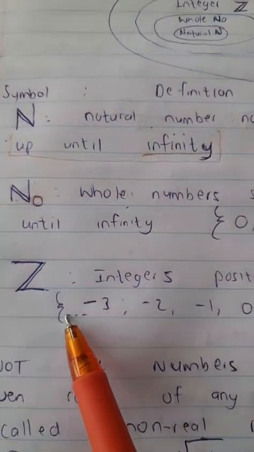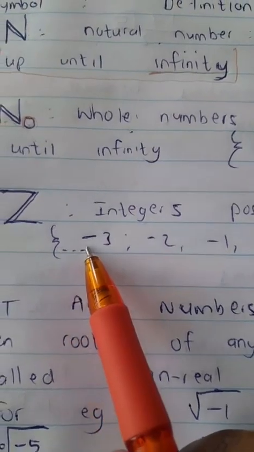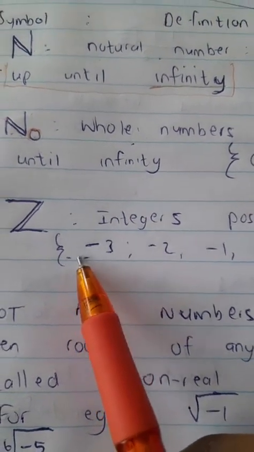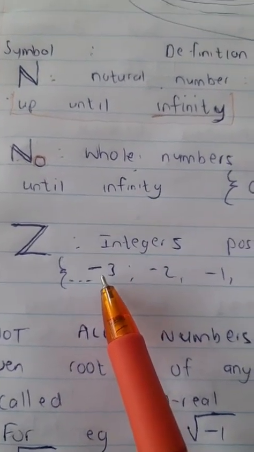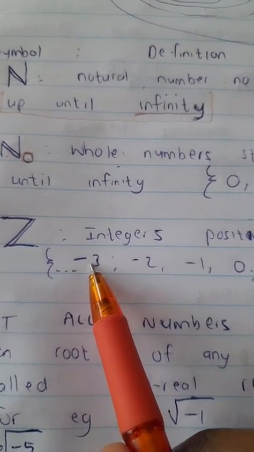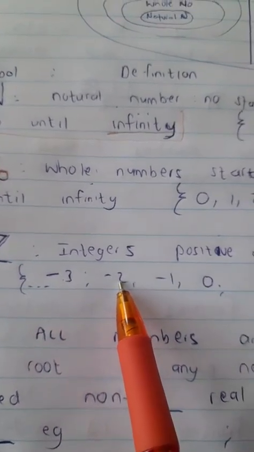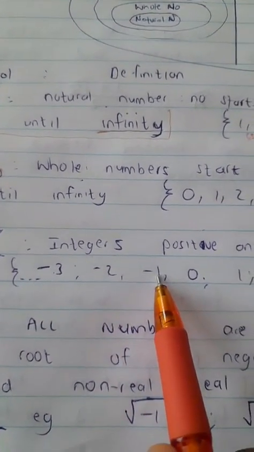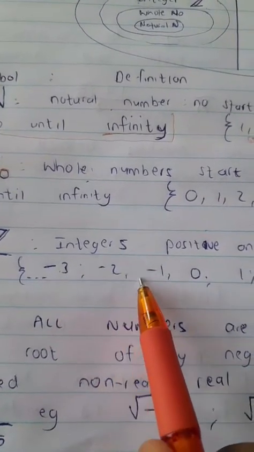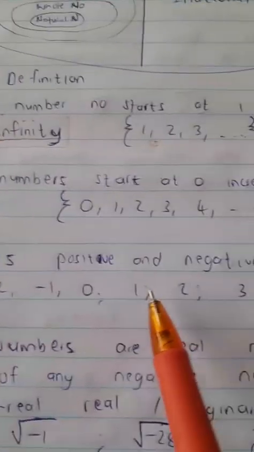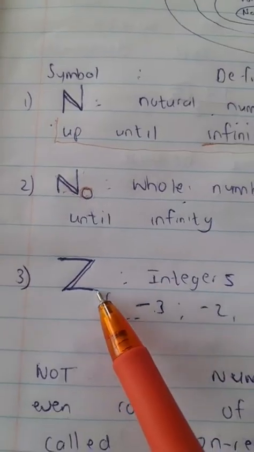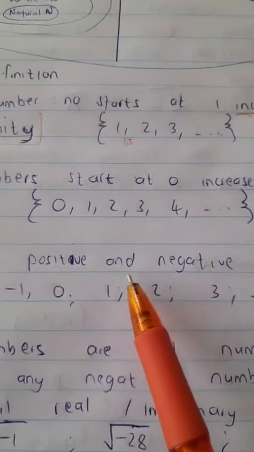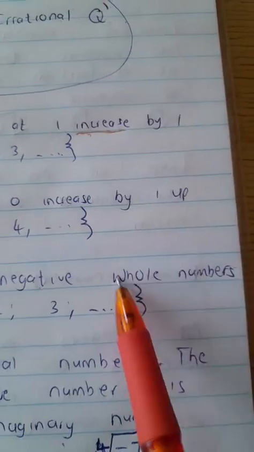So if you look at this family, we have dot dot dot, which means there are numbers before this -3. That's to indicate that. Then I just want to show you there's -3, but after -3, -2 follows. After -2, -1 follows, because what are we doing? We are increasing by 1. Then there's 0, 1, 2, 3, and it can go on 4, 5, 6, and so it goes. That is the family of integer numbers that we have. So integers are positive and negative whole numbers.